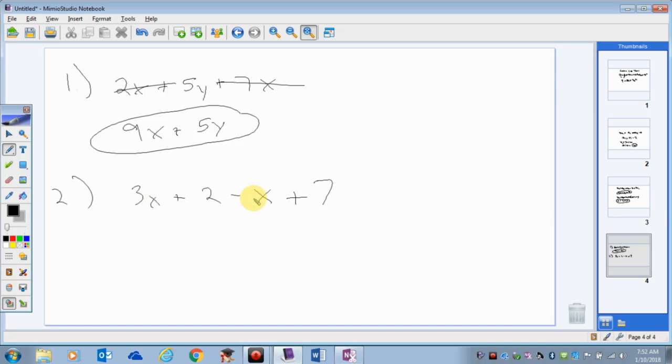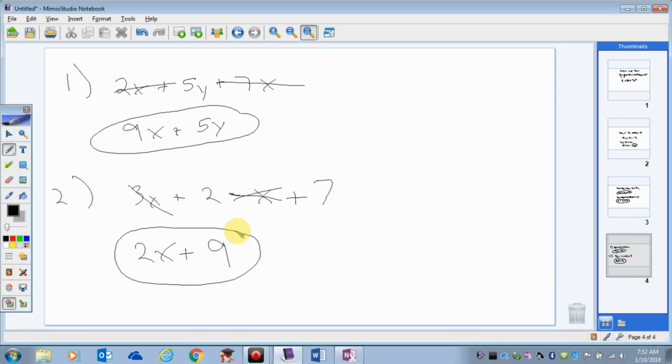Okay, so 3x and x are the same. So 3x minus x, or 1x, is going to give us 2x. So, done with that part. Now I have plus 2 plus 7 left. So that's a positive 2 and plus 7. So plus 2 plus 7 is 9. And there's your answer there.